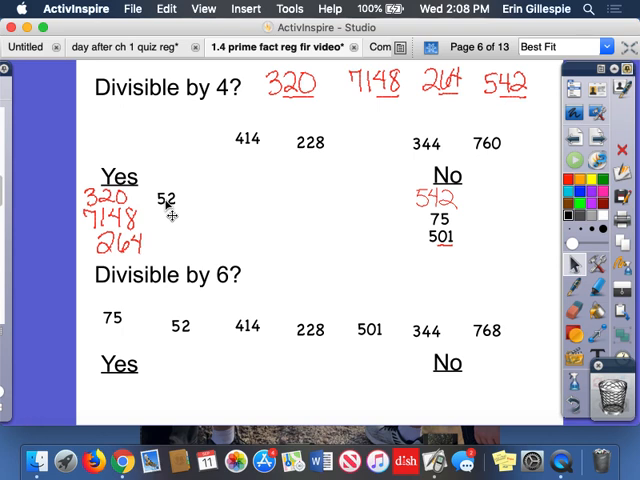Now these other ones should be easier because the last 2 digits make a number you should know if you can divide it by 4 or not. 414, that's a no. 14 is not a number that's divisible by 4. 228, last 2 numbers make 28. That is a number you can divide by 4. 344, last 2 numbers make 44. That's a number you can divide by 4. And 760, 60, you might not know, but it can be divided by 4. It's 4 times 15, so that would also be a yes. So lots in the yes column this time.